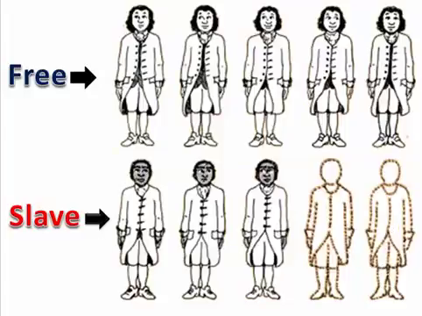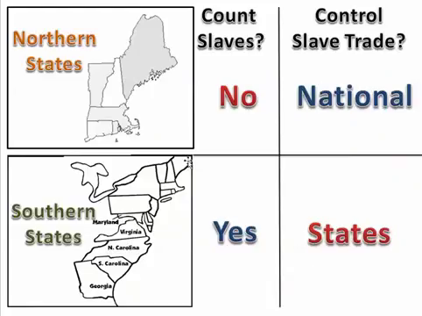3/5 compromise. Alright, so back to the slavery issue, it really came out of 2 different arguments. And northern states are going to disagree with southern states at the Constitutional Convention.